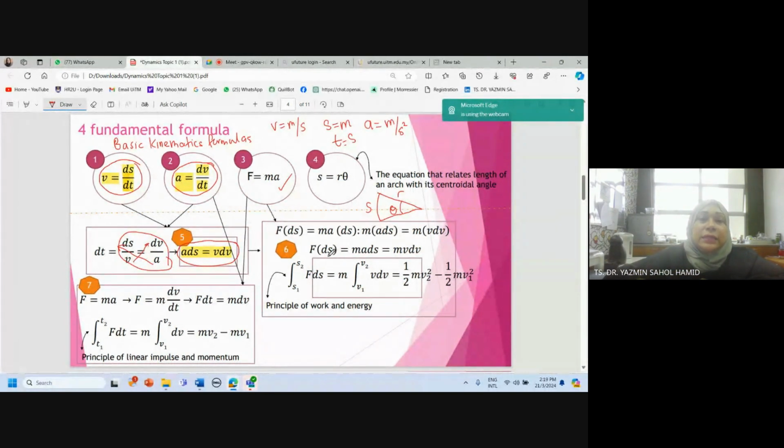If you use Newton's second law and combine it with equation number 5, what you will get is the principle of work and energy formula. And then from the second equation, acceleration equals dv/dt, you equate it with Newton's second law, you will get the seventh equation, which is the principle of linear impulse and momentum. But not to worry, we are not going to be using these other formulas right now. We're only going to focus on the basic kinematic equations.